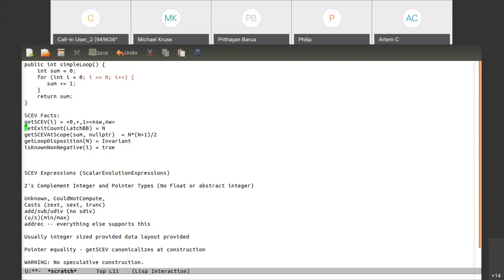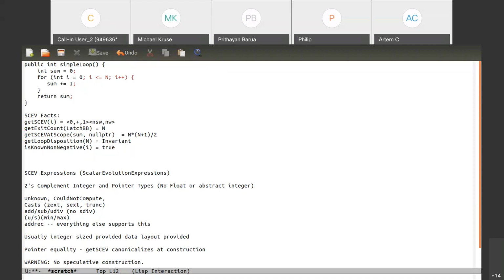The next type of information SCEV can give us is, given a particular loop exit block, in this case the latch block of the loop, we can ask SCEV what the exit count of this loop is. An exit count in these terms is the number of times the back edge will run before the loop exits. And looking at that, that might be n-1. I might have typoed there when I wrote it out.